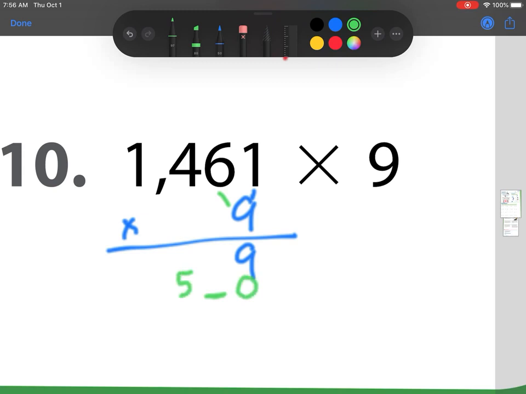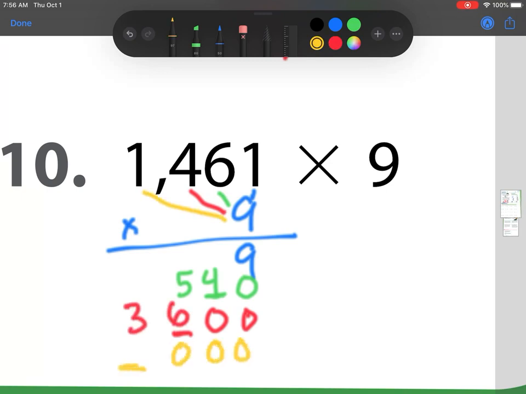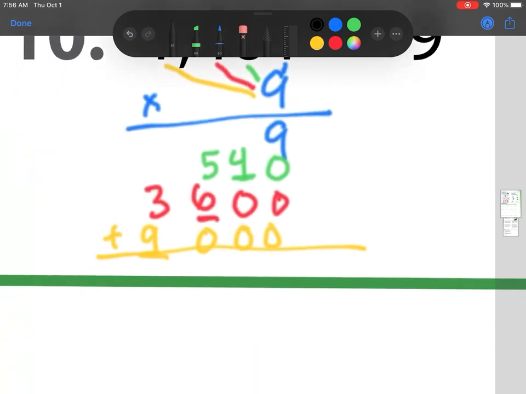9 times 6 is 54. Now I go to my hundreds place value, so I add 2 zeros so I can start writing that hundreds place value. 9 times 4 is 36. And our last one, 9 times thousands, so I'm going to start at thousands place value. So I put zeros, so I start on the thousands place value. 9 times 1 is 9. And now I can add them up.